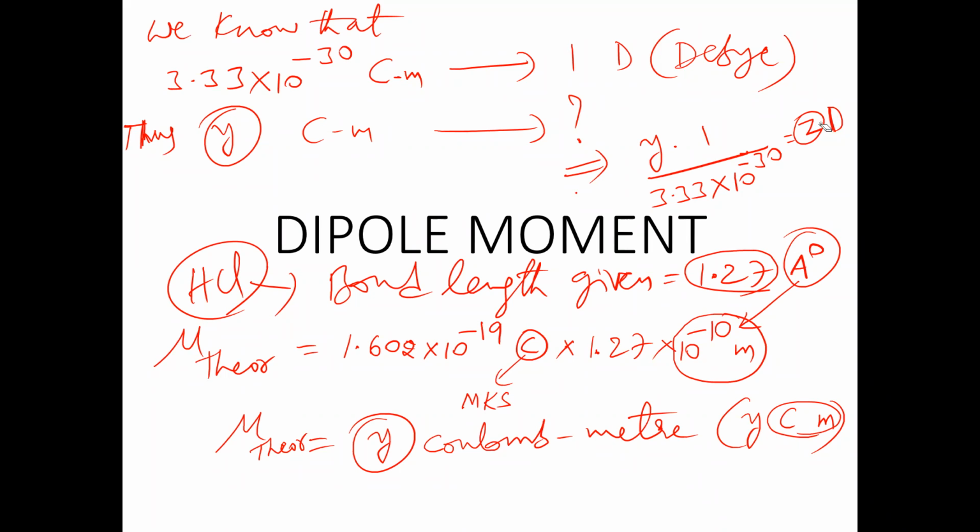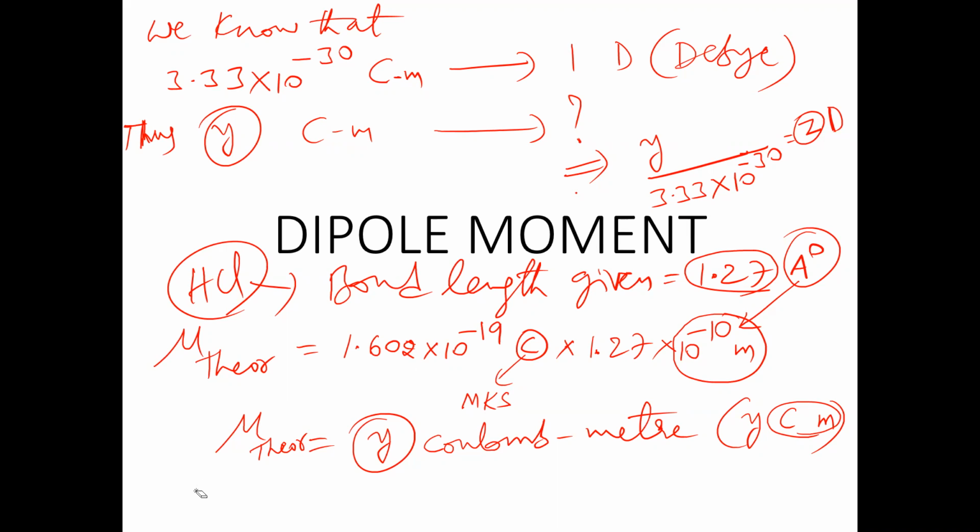Is that clear? So 3.33 into 10 to the power of minus 30 Coulomb meter is equal to 1 Debye, we know. Then Y Coulomb meter will be equal to how many Debye? Therefore, cross multiplication: Y into 1 divided by 3.33 into 10 power minus 30 Coulomb meter. So let this value be Z Debye. Z Debye indicates the theoretical dipole moment of HCl. Now we got the theoretical dipole moment.